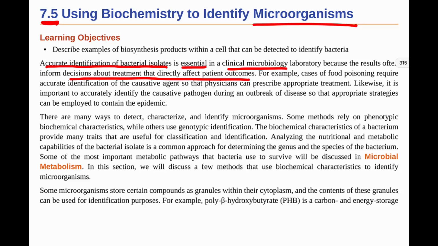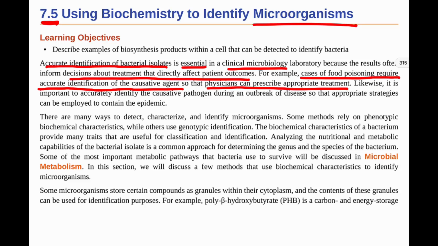But it's important that, of course, these things are taken a very close look at and that it is identified very specifically, because that's going to determine what treatment is going to be given to the patient. We don't want to give patients treatments that are not for the organism that they have in their body. So, for example, cases of food poisoning require accurate identification of the causative agent so that physicians can prescribe appropriate treatment. So if you remember back to our Chapter 4 and Chapter 5, there were lots of microorganisms that caused what we would call food poisoning.